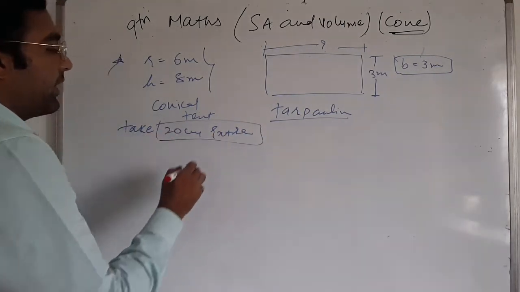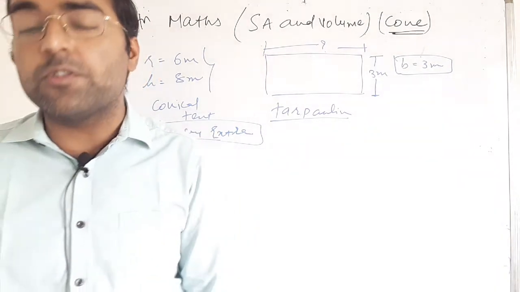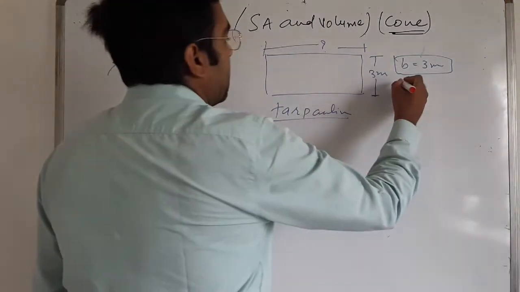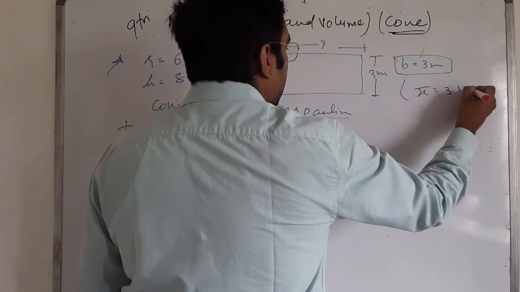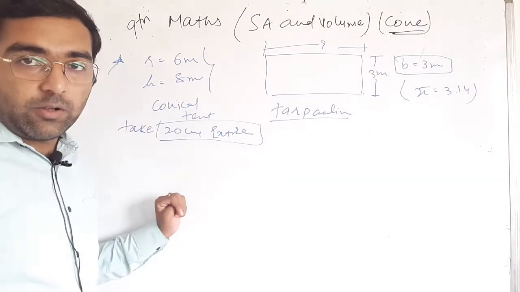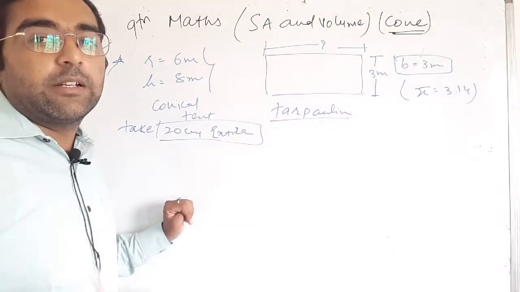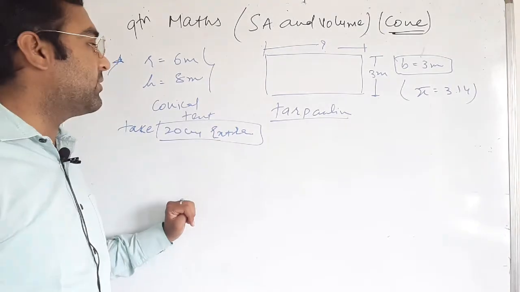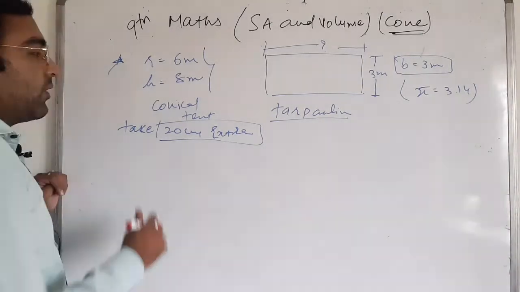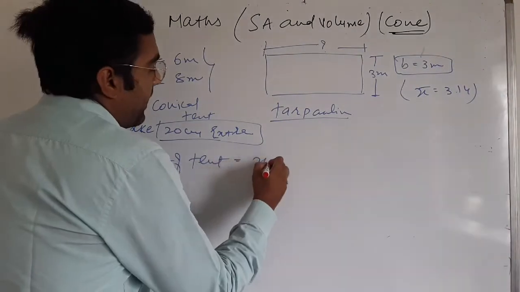It also says to use the value of pi as 3.14. Now, there is a conical tent, so for that we must find the curved surface area of the tent, not the total surface area. The curved surface area of the tent is pi r l.